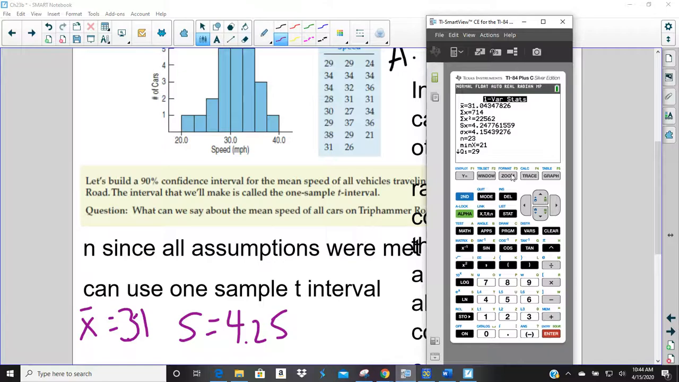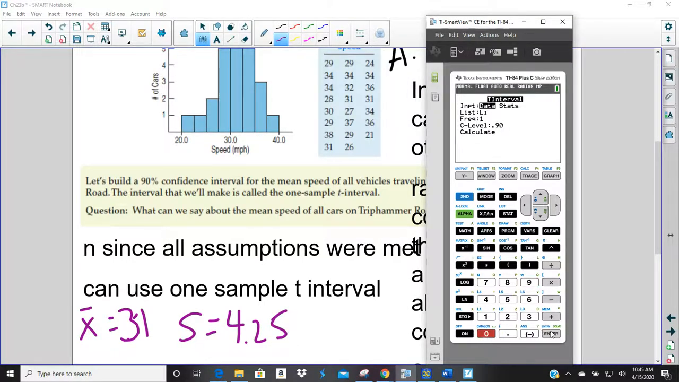So when you're using the calculator, they want to do an interval. This question is saying, what can we say about the mean speeds of all cars on Trip Hammer Road? That's when we're going to say something about we are 90% confident that they'll be between these 2 speeds. And again, this is a number, a speed, not a proportion. We're going to go to test. We're going to go to t interval, number 8. I'm going to go to data this time. L1, frequency, I don't know, frequency 1. Yeah, I guess we keep that. And then I'm going to put in 90.